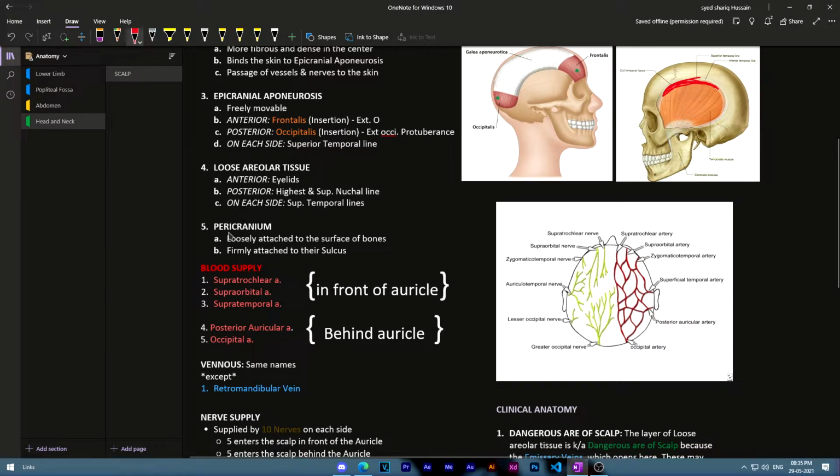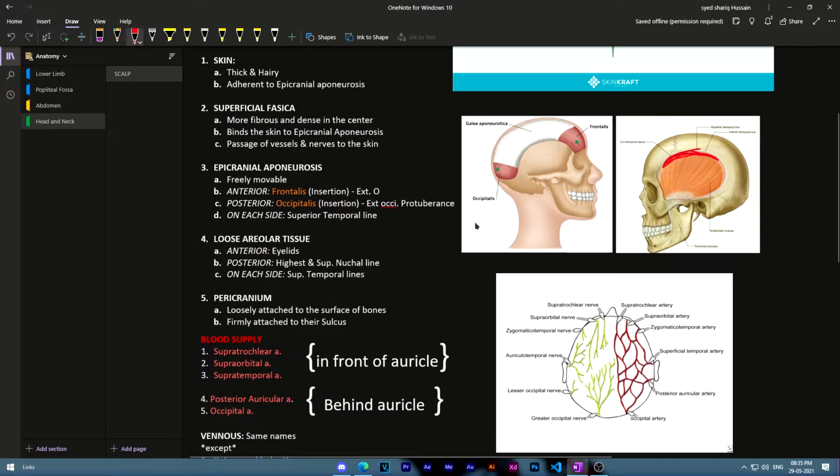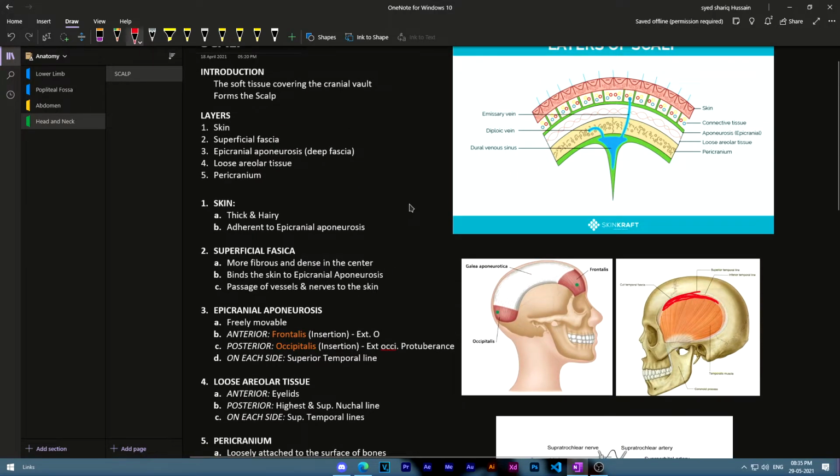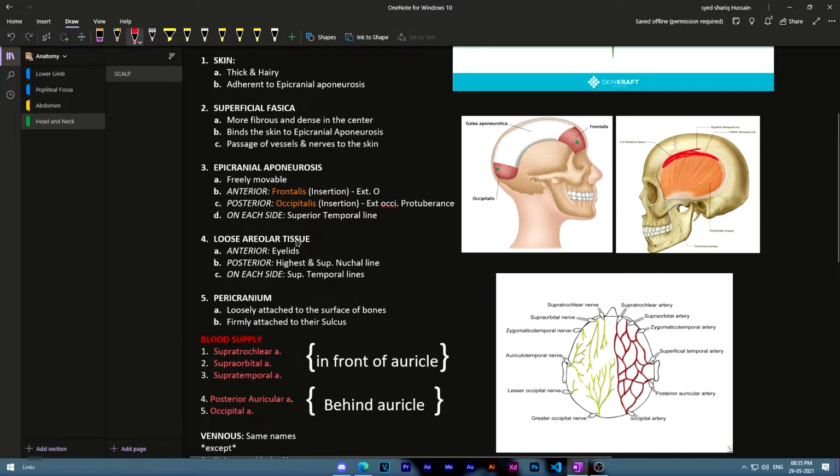So now we're going to talk about the last layer of the scalp, which is known as pericranium. It is loosely attached to the bones and firmly attached to their sutures. These are the grooves between the bones. It is more tightly attached to it. As you can see, this one right here, not clearly shown in here, but yeah, it is attached.